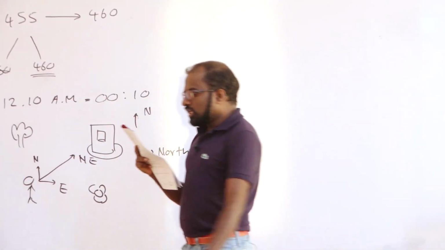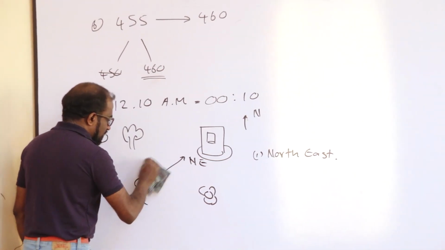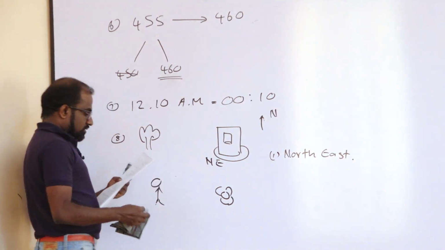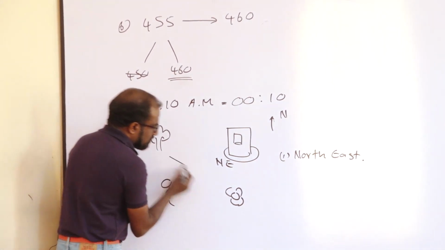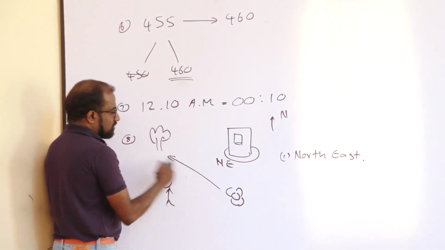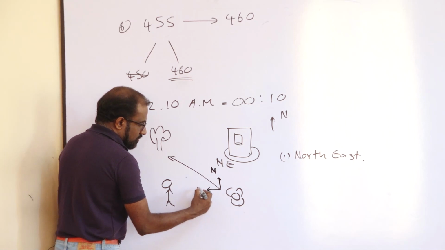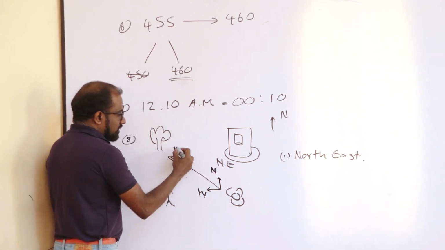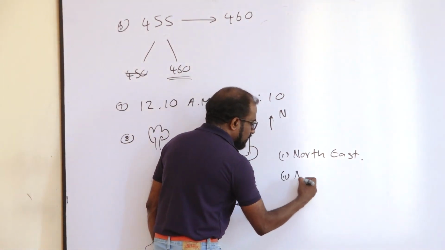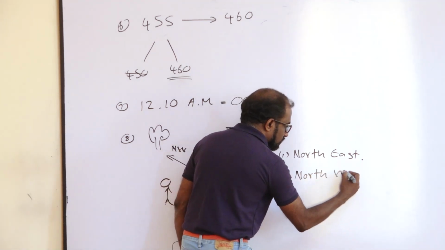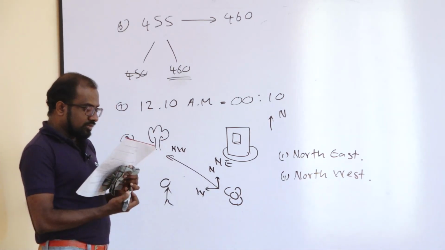Second question, in which direction is the tree situated from the flower? From the flower, so what's the direction? This way. Tree to the flower. So this is again north. This direction is known as west. And now, the tree is located in the northwest of the flower. So the second answer should be northwest. Right, children? Fine.